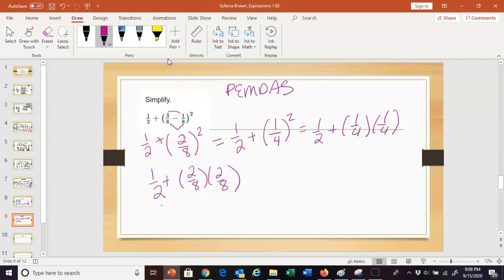All right, so now multiplication, we're just going to multiply straight across. So 2 times 2 is 4. 8 times 8 is 64. So see, these numbers got kind of big because we did not reduce here. Now let's find our common denominator. 2 times 64, 64 times 2. These are going to be honking numbers. Okay, I'm just going to check on the calculator. 64 times 2 is 128.